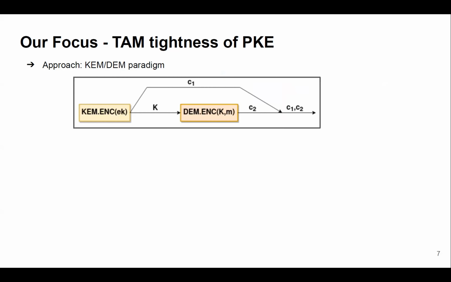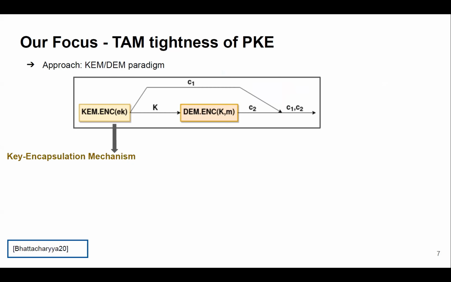To recall, to encrypt a message M with an encryption key EK in the KEM-DEM paradigm, we first run the KEM to spit out a symmetric key K and its encapsulation C1. We then use this symmetric key K and the DEM to encrypt the message M and get ciphertext C2. The tuple C1, C2 is then returned as the ciphertext. This construction can be analyzed as three separate components. The first being the key encapsulation mechanism.